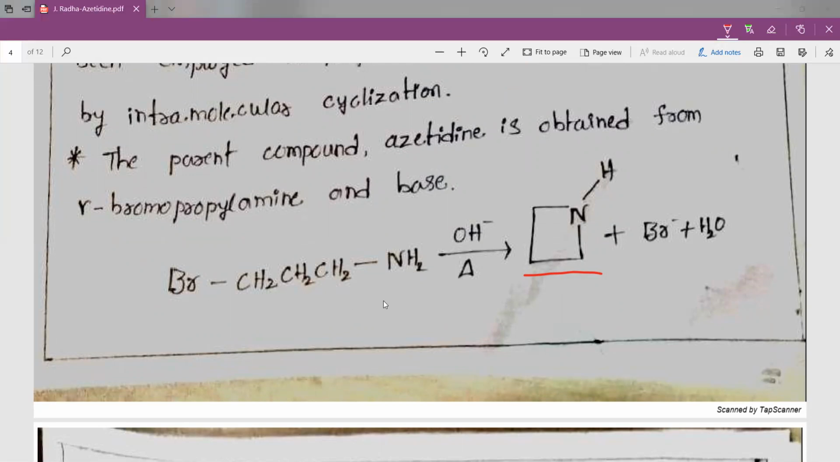So it is a nucleophilic substitution reaction. This bromine atom is displaced, moving out as Br minus, and this nitrogen will attack as a base. This is followed by loss of H plus from NH2, resulting in the formation of simple azetidine.